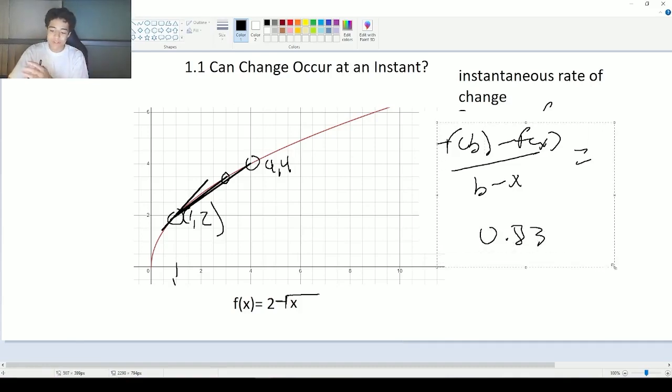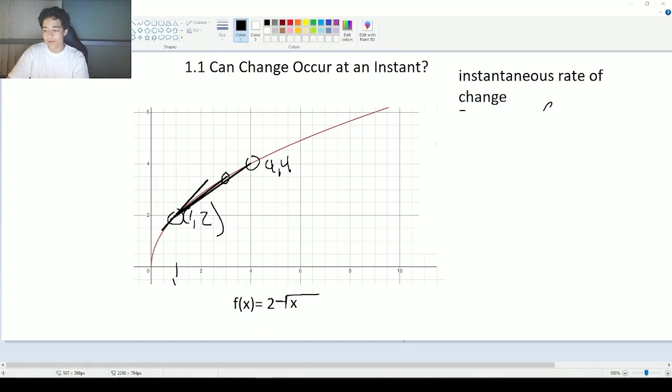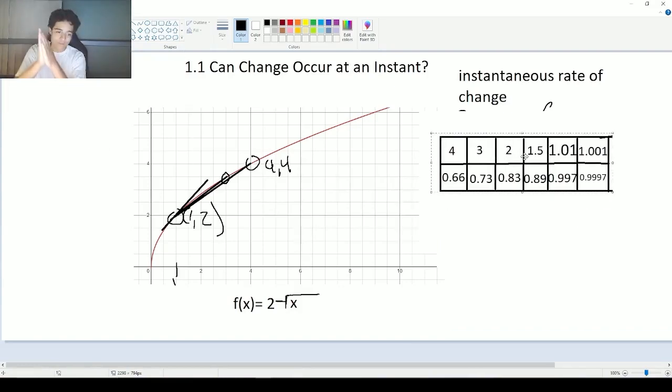So if we continue this, I put it into a table, so you don't have to. You would get a table that looks like this. From 4 to 1, you have a slope of 0.66. From 3 to 1, you have a slope of 0.73. From 2 to 1, you have a slope of 0.83. Once you start getting closer, you get 1.5. You have a slope of 0.89. Once you get really, really close, right?